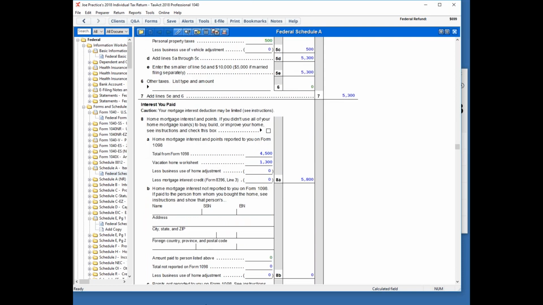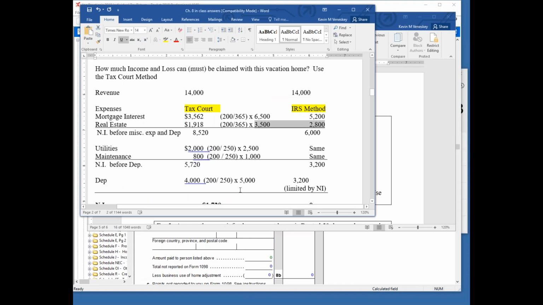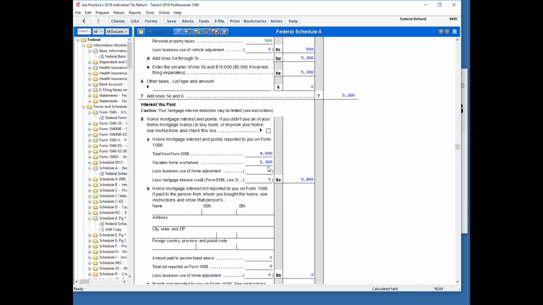Same thing here. If I go back to my worksheet, my actual writing it out, there was $1,300 that I didn't use because only $5,200 could go to the IRS method. So therefore, the extra $1,300 was added into my interest. So the higher itemized deductions meant I get a higher refund, less taxes.